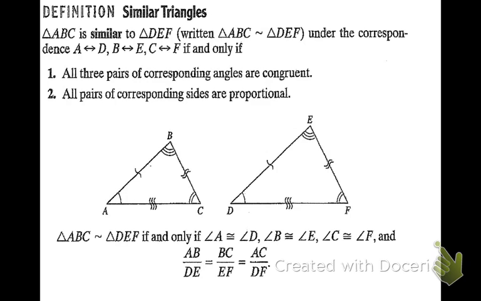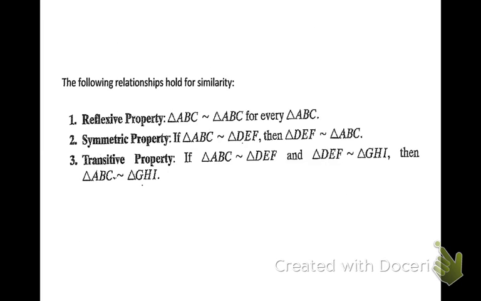That means that the ratio of AB corresponds to DE in the second triangle. So the ratio of AB to DE will be the same ratio as BC to EF and AC to DF. That would show they're proportional. So three angles congruent, all three sides proportional is by definition.